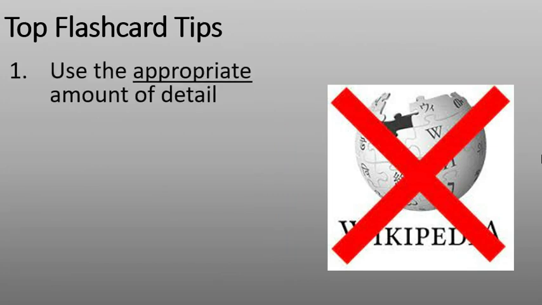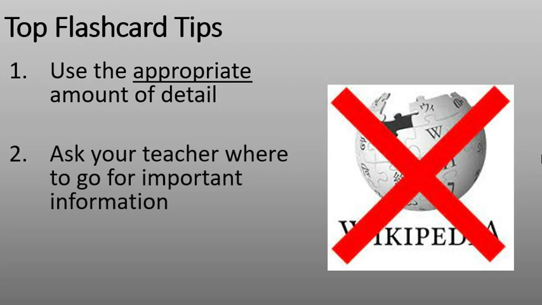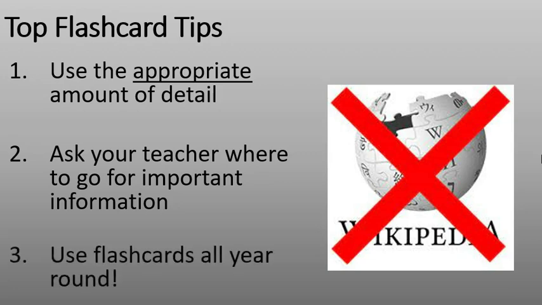Number 1, appropriate amount of detail. Like we said before, what's appropriate for you and your subject is down to your judgment, okay? Use the relevant and important information, however much you think that is. Ask your teacher where to go for important information. You will have specifications, you'll have revision guides, you'll have textbooks that will all be linked to your course, okay? You do not necessarily need to go anywhere else other than that for the actual information. All right, I think that's quite an important point to make, okay?